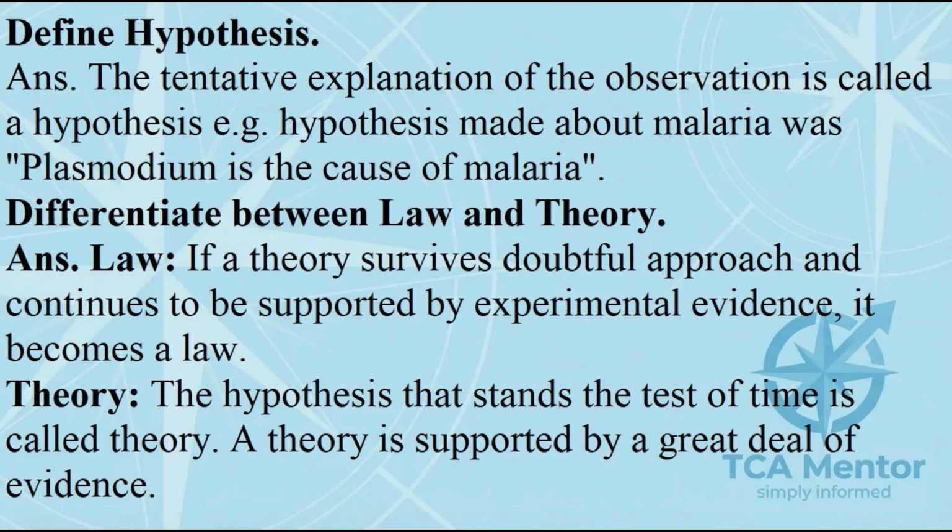Differentiate between law and theory. ANS. Law. If a theory survives doubtful approach and continues to be supported by experimental evidence, it becomes a law. Theory. The hypothesis that stands the test of time is called theory. A theory is supported by a great deal of evidence.